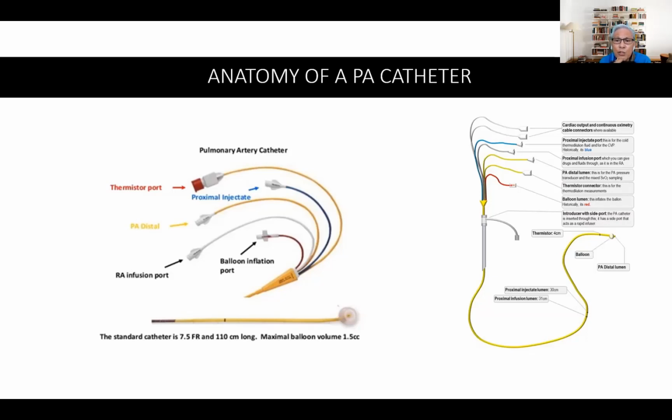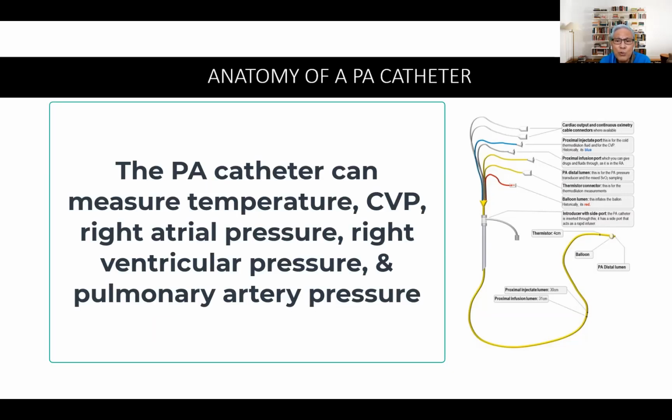And in addition to this quadruple lumen, it usually has a thermodilution sensor that is attached to a pressure transducer outside the body. With this transducer, we're now able to determine pressures like central vein pressure, right atrial pressure, right ventricular pressures, and obviously pulmonary artery pressures.